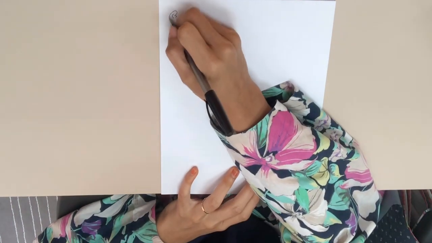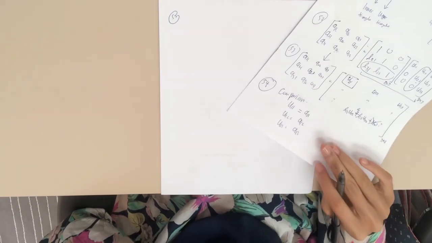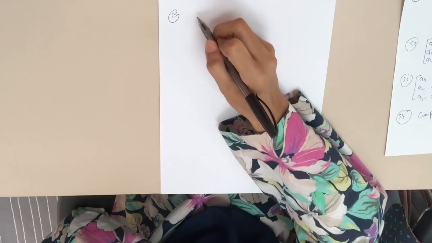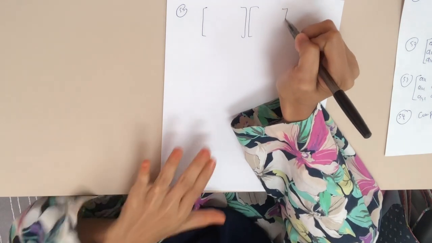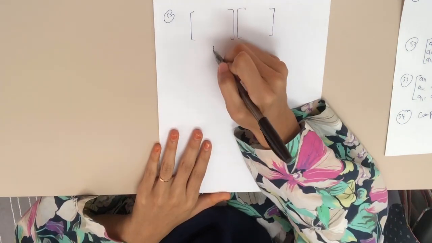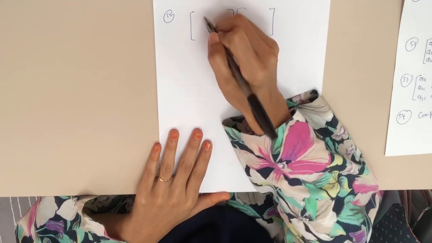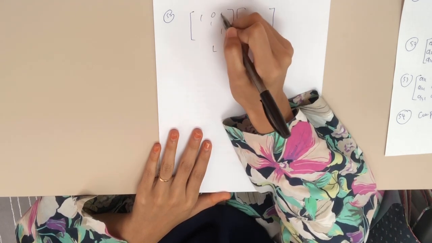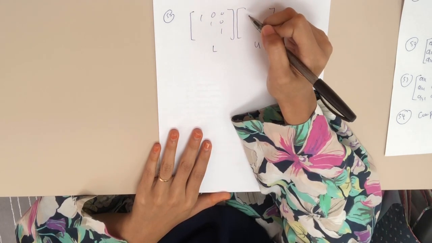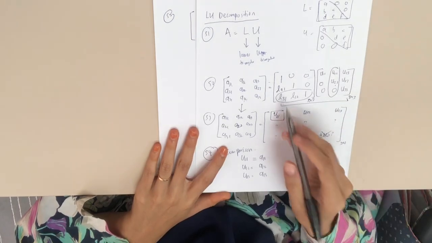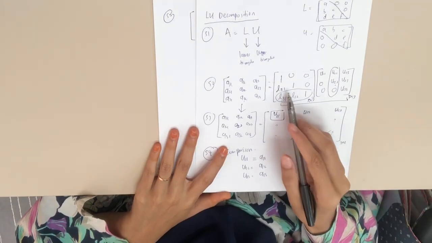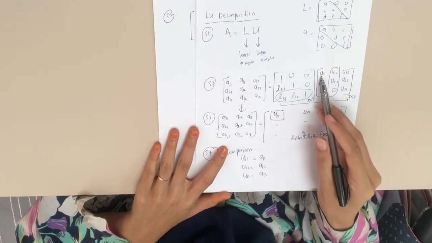Step number 5. After you get all the values, what we do next is substitute back the values. This is matrix L, this is matrix U, right? Okay. If you still remember, this is L21, L31, L32, U11, U12, and so on.